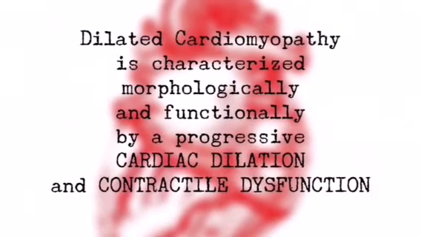So what is dilated cardiomyopathy? It is characterized morphologically and functionally by a progressive cardiac dilation and contractile dysfunction. Both morphologically and functionally there are only two progressive conditions. One is cardiac dilation, that is enlargement of the heart. And second is contractile dysfunction, because we have already seen in the previous video that dilated cardiomyopathy is associated with systolic dysfunction. So only two points are there: cardiac dilation and contractile dysfunction, both morphologically and functionally.